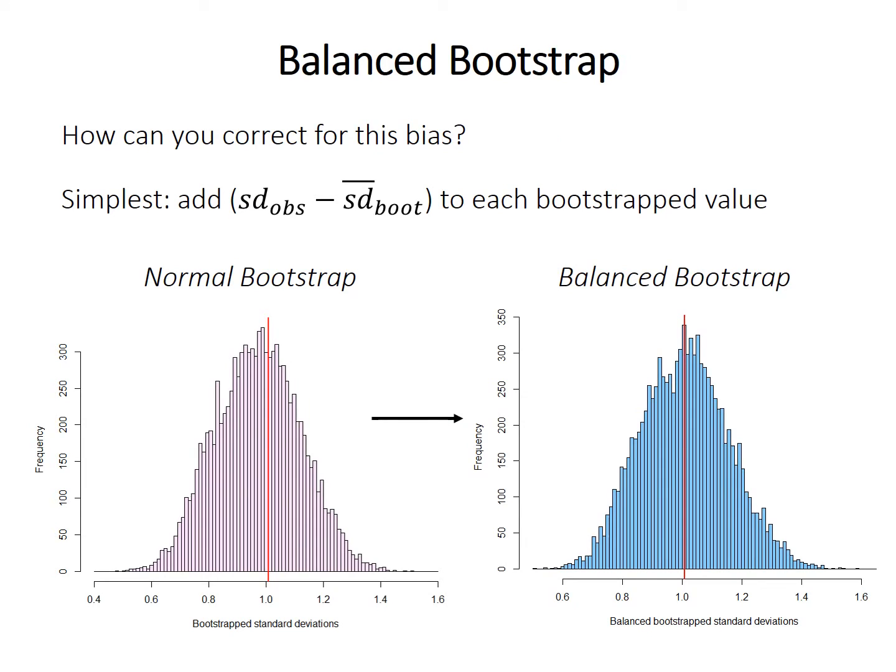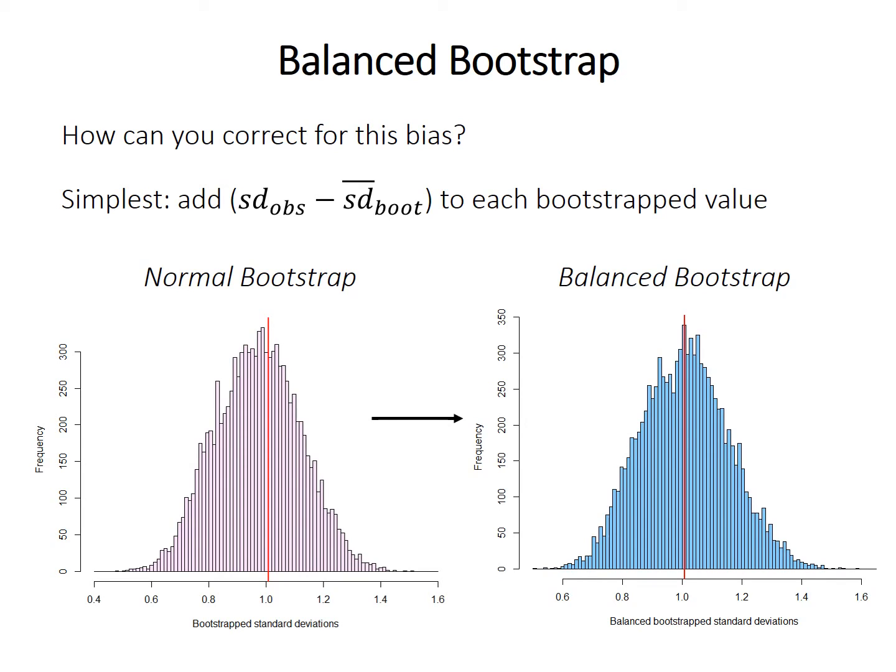There are a variety of ways to correct for this, but we'll just cover one fairly straightforward and simple one, called the balanced bootstrap. The process just involves correcting the offset by adjusting each value. For each bootstrapped standard deviation in this case, we're going to add the difference between the observed value in our original data and the mean of all of our bootstrap data. So we're adjusting each value and shifting it so that the mean of our bootstrap data is the same as the actual value in the original data, the observed value.